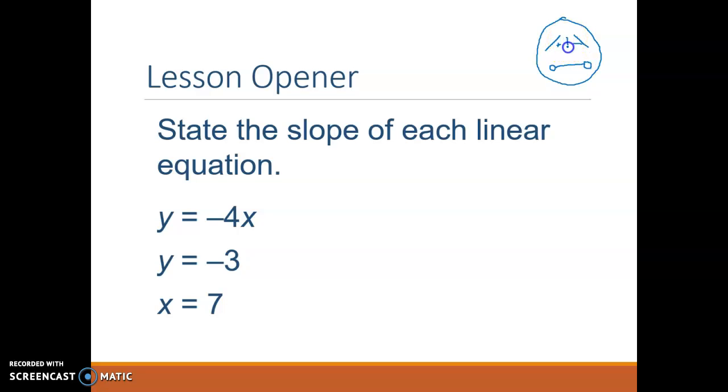And when our line is going straight up and down like you're diving off the edge of a cliff, that is actually undefined. So we put that little U there. And hopefully that little picture helps you remember what the different slopes look like. So let's state the slope. We know that when our equation is in this form, y equals mx plus b, our slope is this number here in front of our x term.